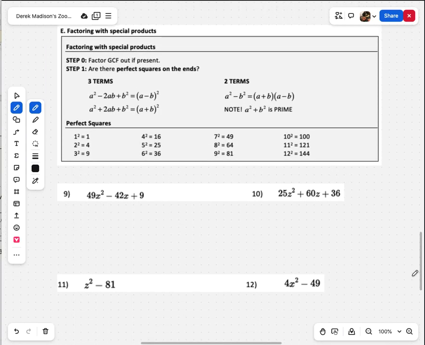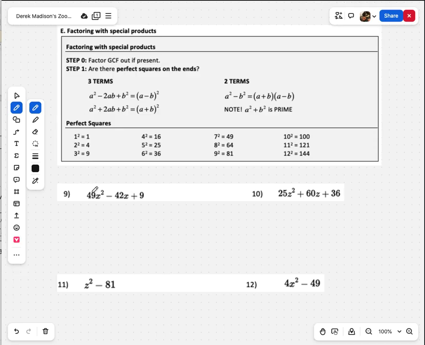And then lastly we have factoring with special products. So special products are these formulas that if something happens to take the form a squared minus 2ab plus b squared, or the same thing with a plus, those ones factor to this a minus b quantity squared or a plus b quantity squared.